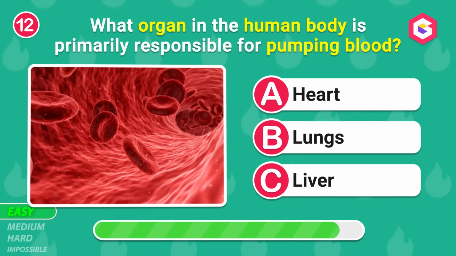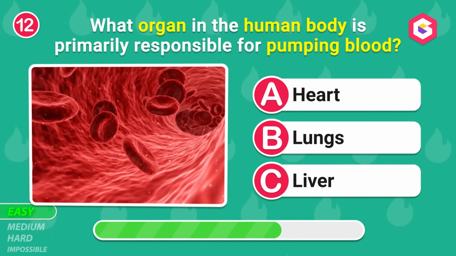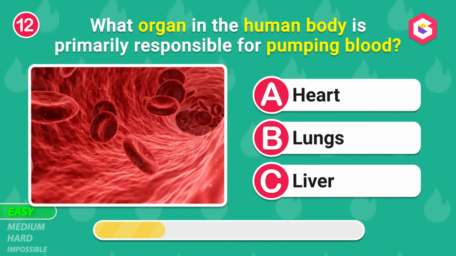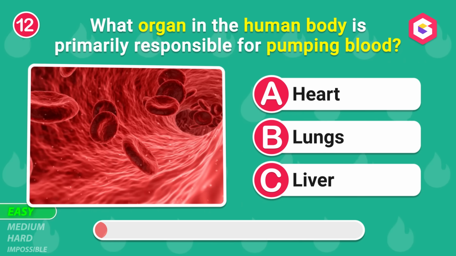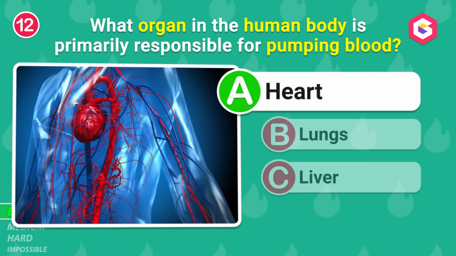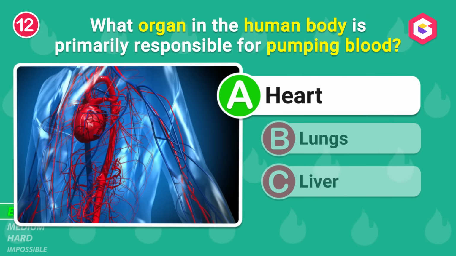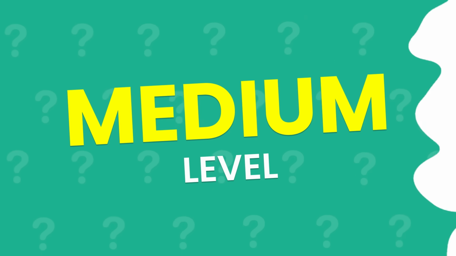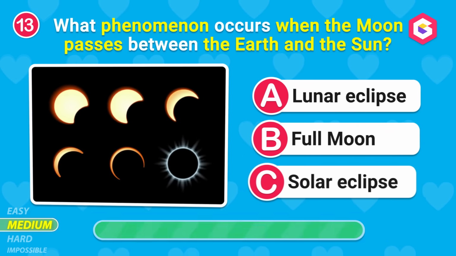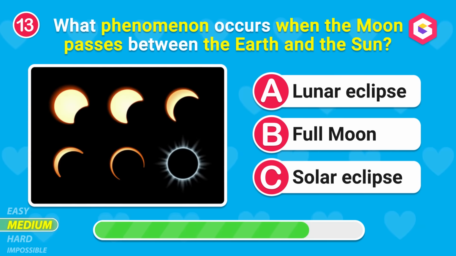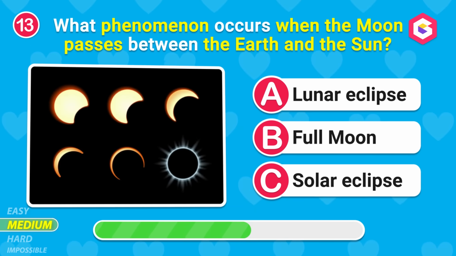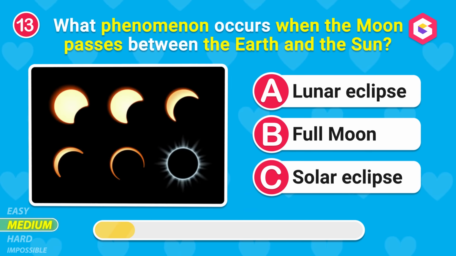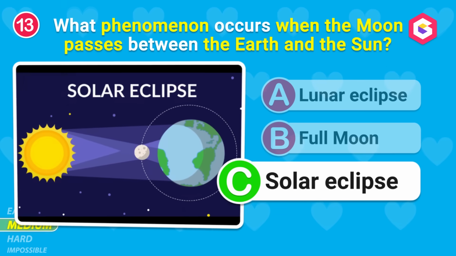What organ in the human body is primarily responsible for pumping blood? Heart. Let's make this a bit difficult, shall we? Medium level. What phenomenon occurs when the moon passes between the Earth and the Sun? Solar eclipse.